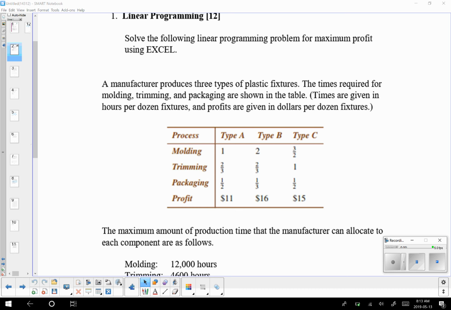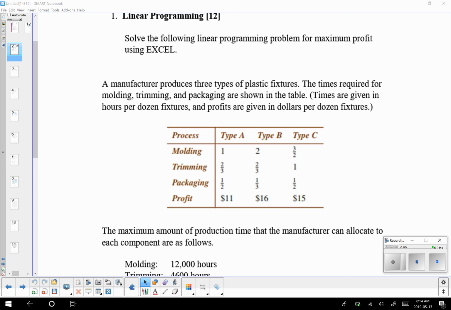So this is a linear programming question. We've done some before with graphing, but this one can only be done with Excel due to the fact that we have three variables, and we can't graph three variables. Many times the values are set up in a table as they are here.